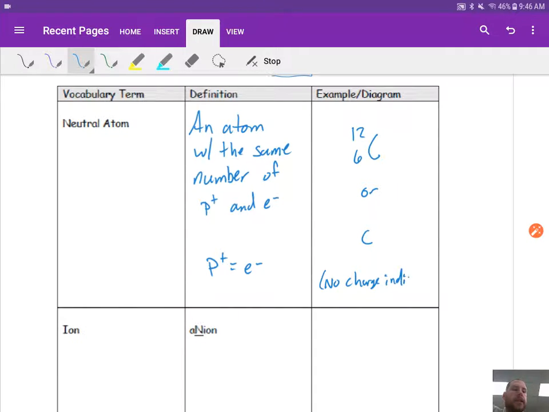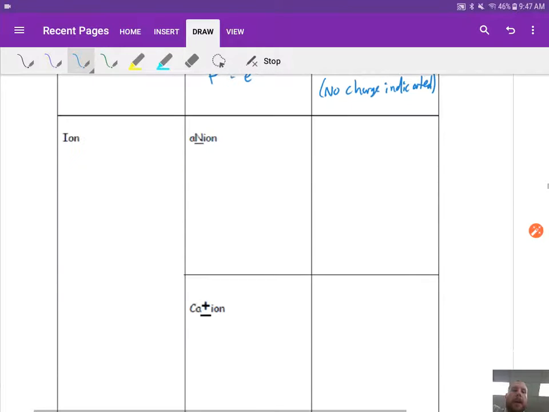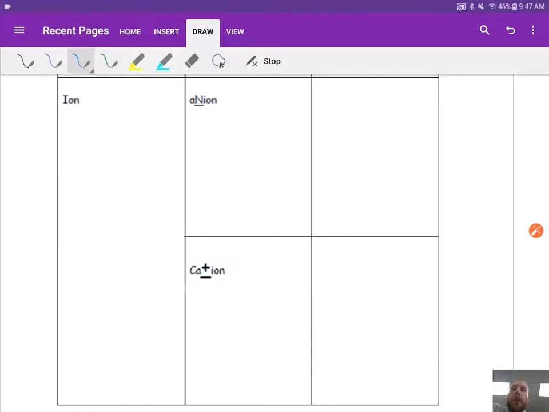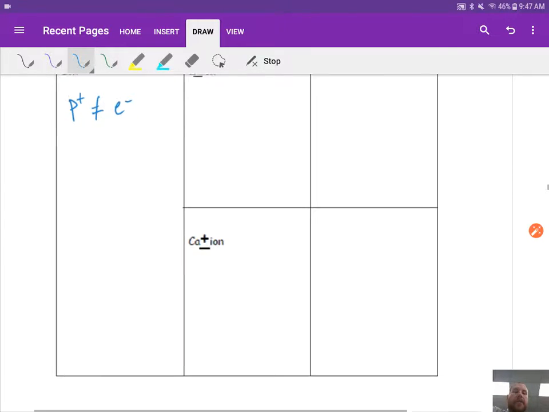Now you might be asking yourself, well, how would I even know if there's a charge? That's what we're going to talk about now, guys. The term ion means that there's a charge, so that there's an unequal distribution of protons and electrons. They're not the same. Now there's two types of ions, and make sure you know these two terms, cation and anion. I'm going to start with cation first.